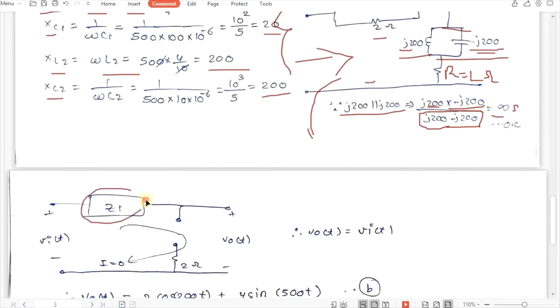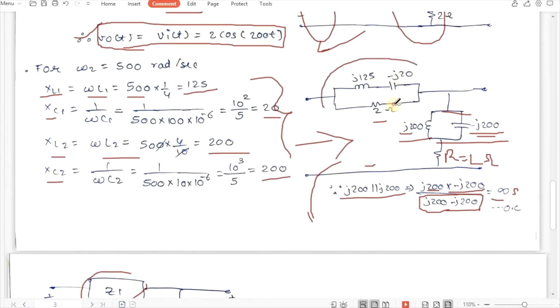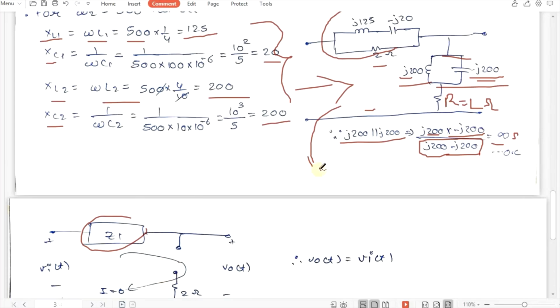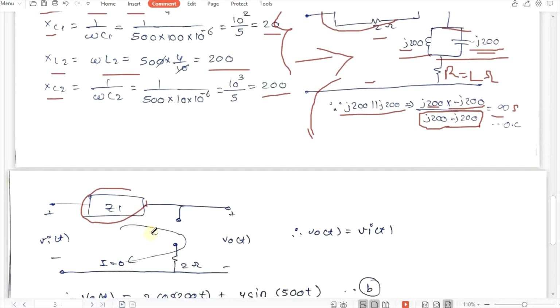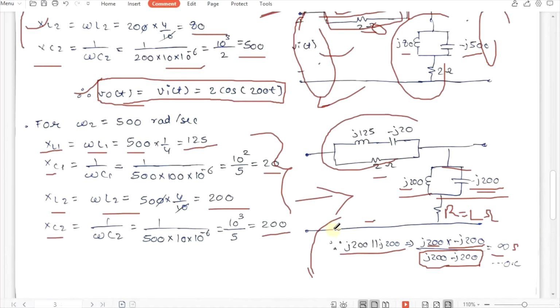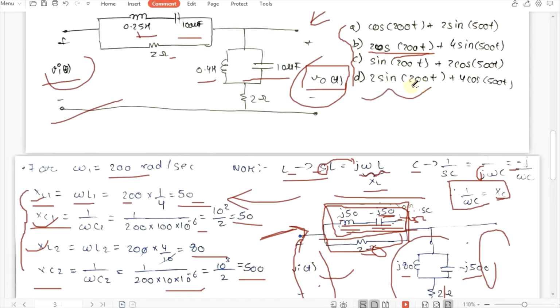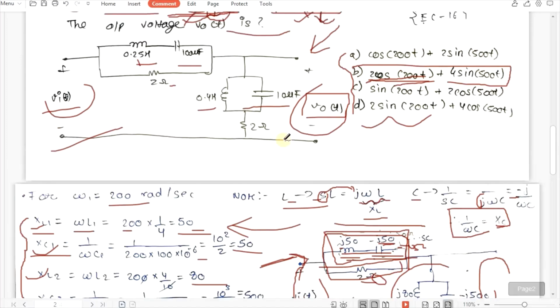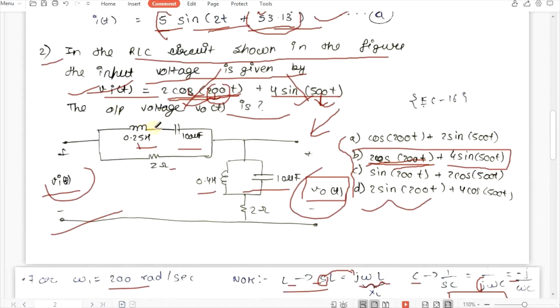This is our Z1, basically one reactance, then we have our open path, then we have this R. Here you can see we don't have any closed path, which means that your current will be 0. So whatever your input is, your output will be the same. So VOT will be VIT itself, which is equal to 4 sin 500t. If you see the options, we have the output voltage VOT as 2 cos 200t plus 4 sin 500t, which is similar to the input. So our output voltage is equal to the input voltage.